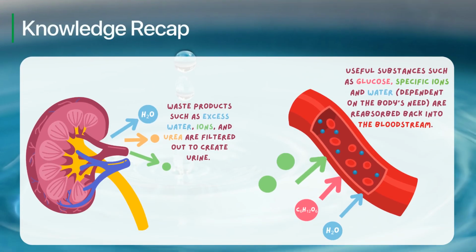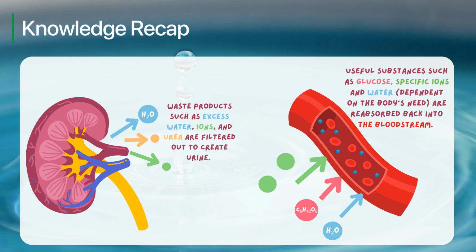So far, you have learned about how the body maintains water balance. This foundational understanding includes knowing how the body regulates water levels through processes like osmoregulation, and how it deals with nitrogenous waste products such as urea.